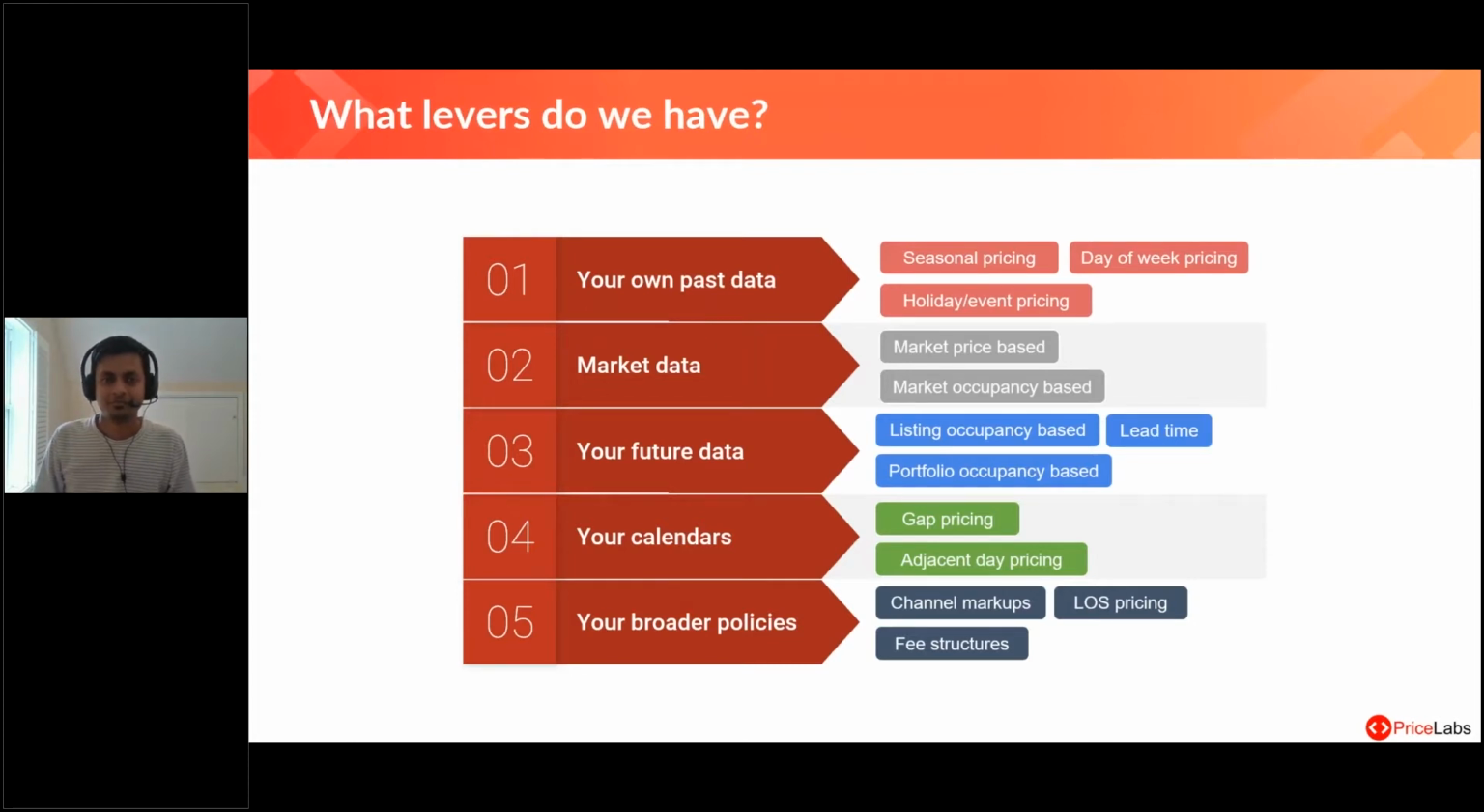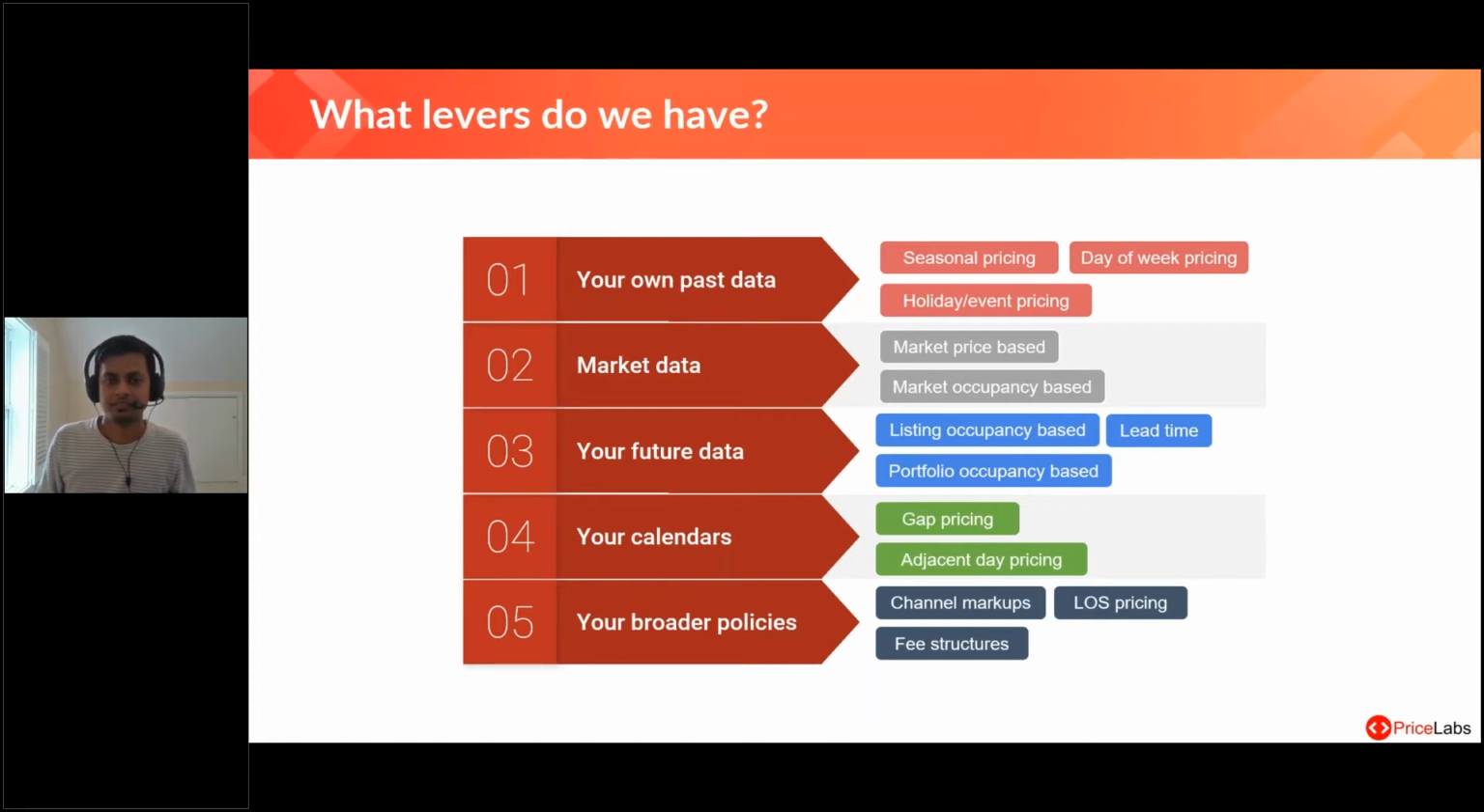Now, in terms of levers, what I've done here is that the bubbles, or the boxes you see on the right, are the levers. And on the left, what I've tried to classify is what drives those levers. So the first set is, even if you're not looking at anything else, you have your own past data from all the reservations you have taken over the years.